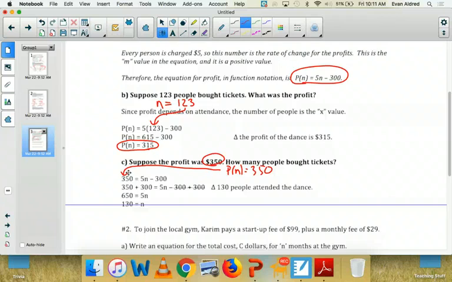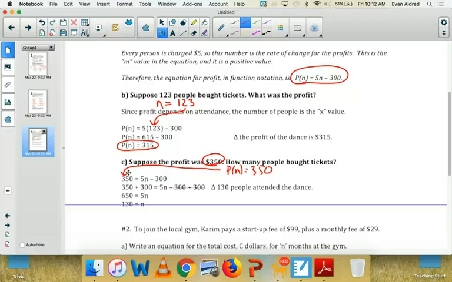And that makes sense, especially given our answer to B, because they're very closely related. If 123 people showed up, the profit was $315. Well, we're told that the profit in part C is $350, which is a bit more than $315. So we know that the number of people that show up should be a bit more than 123, which it is.